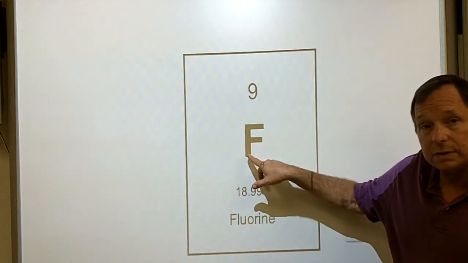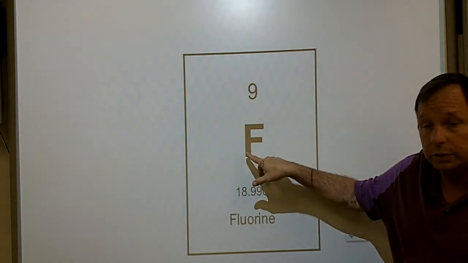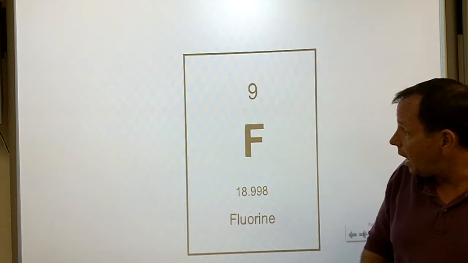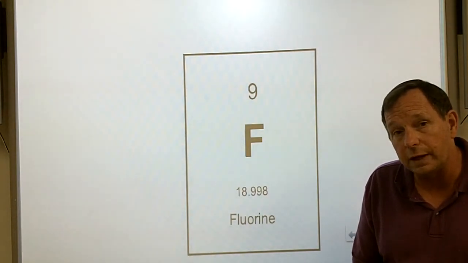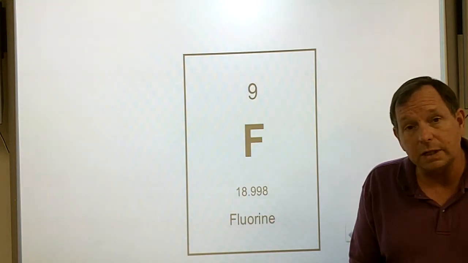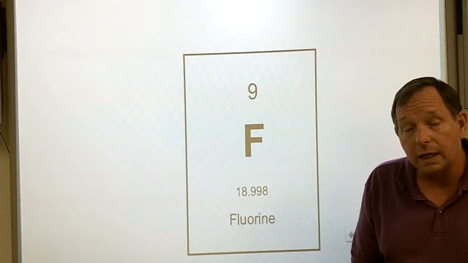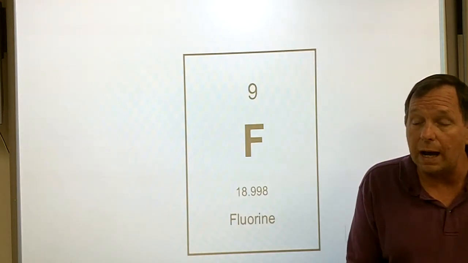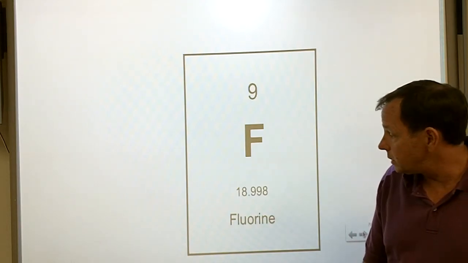Just below that we have the symbol for the element. This is fluorine, which is a capital F. If an element has a symbol that is 2 letters, the first letter is always capitalized, the second letter is always lowercase, and that is important to write them like that. You will see why when we start dealing with chemical equations.